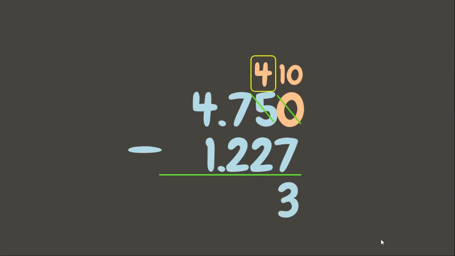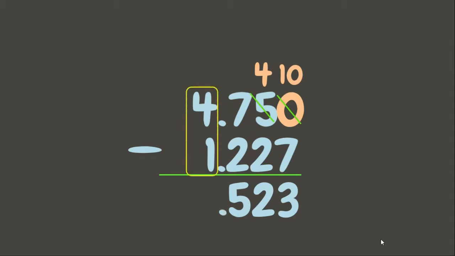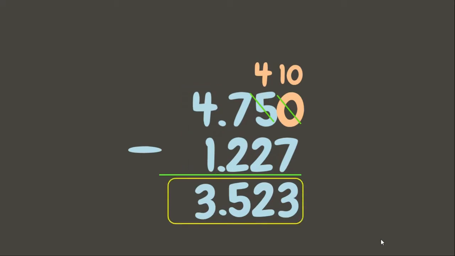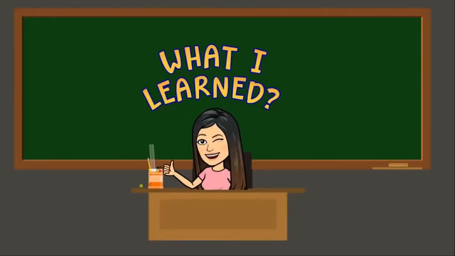4 minus 2 is 2. 7 minus 2 is 5. Let's put the decimal point aligned from above. And then 4 minus 1 is 3. Our answer is 3 and 523 thousandths. Great job! Here are the things that you learned today.